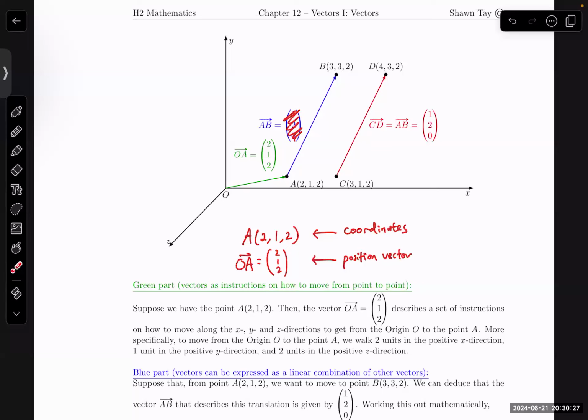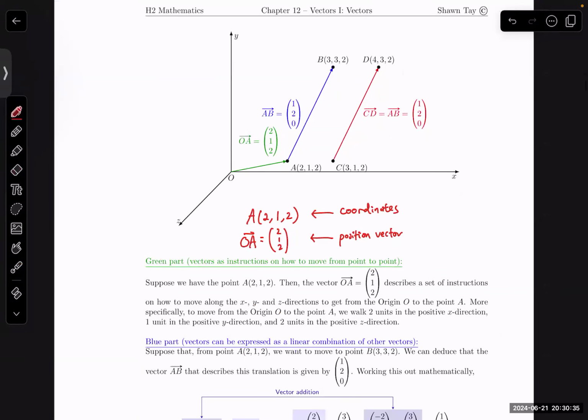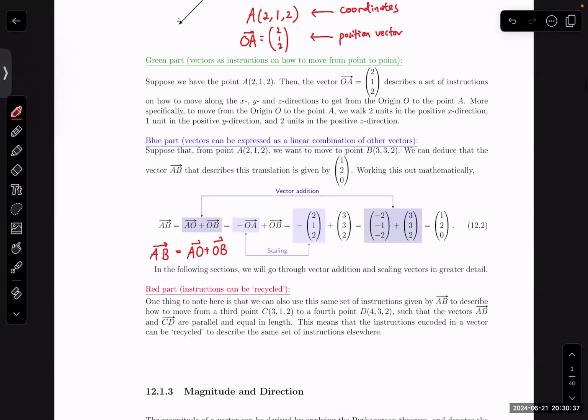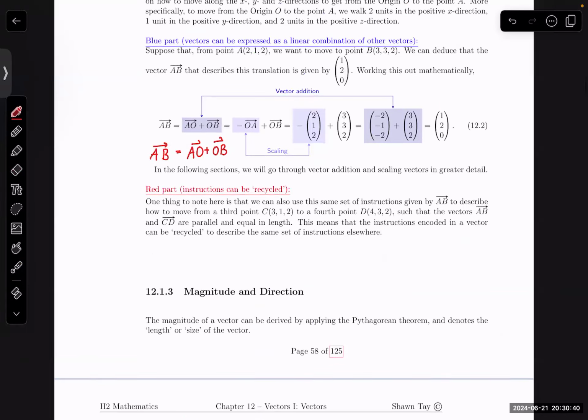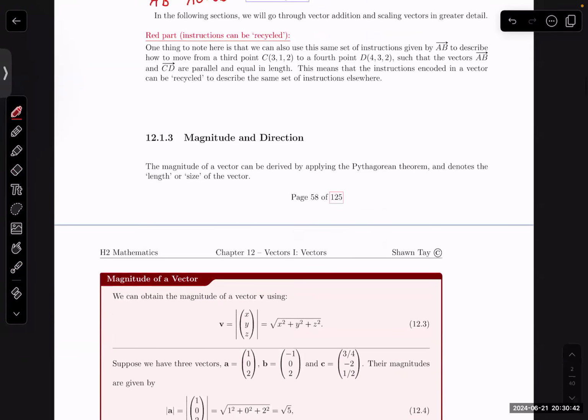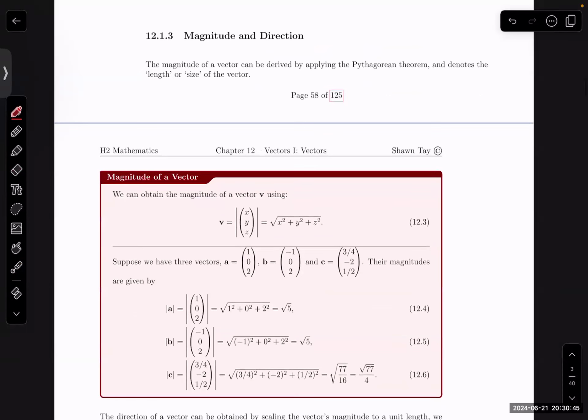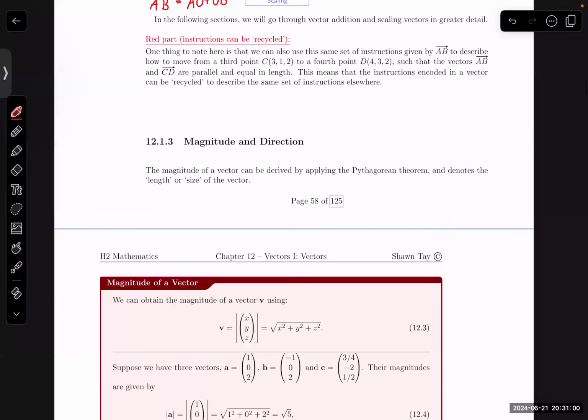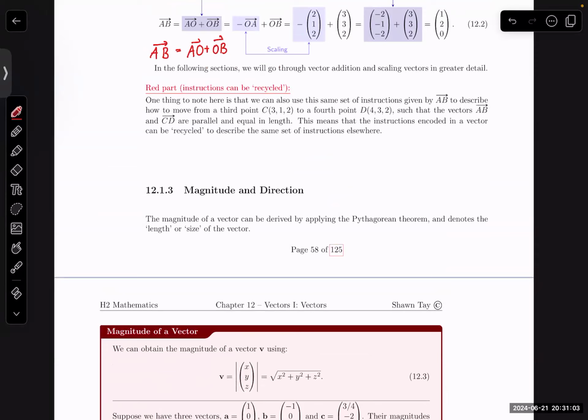Okay, so these are just some basic ideas. Let's move on to some important stuff. These are things that we might have seen in secondary school, maybe E-math, but we are dealing with 3D vectors now, so I think it's best for us to go through some explicit examples with numbers.